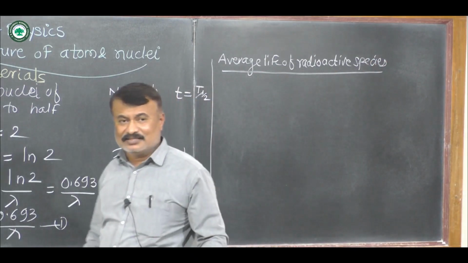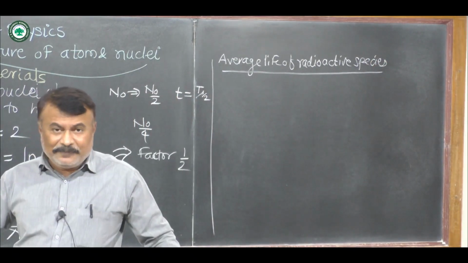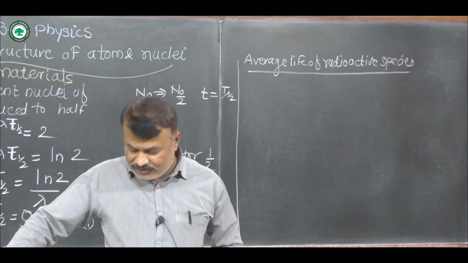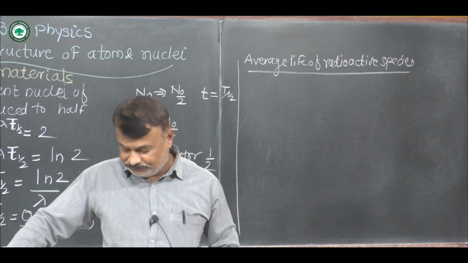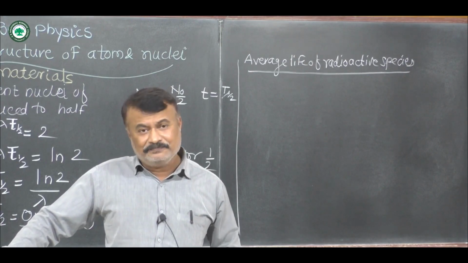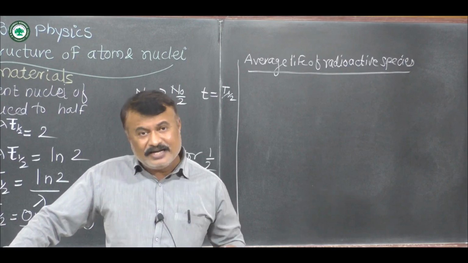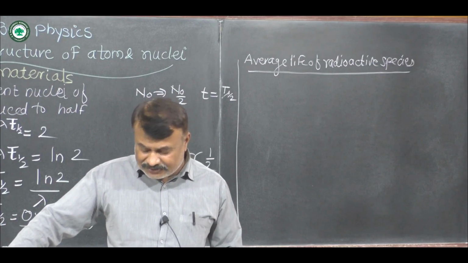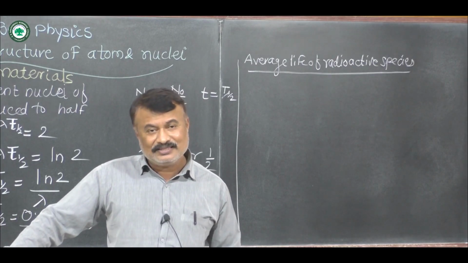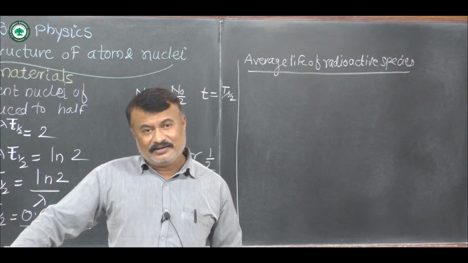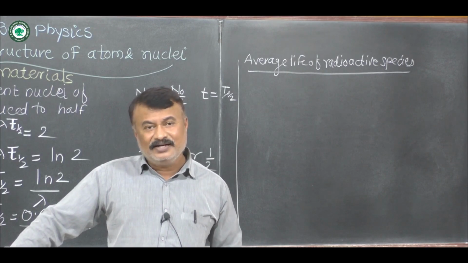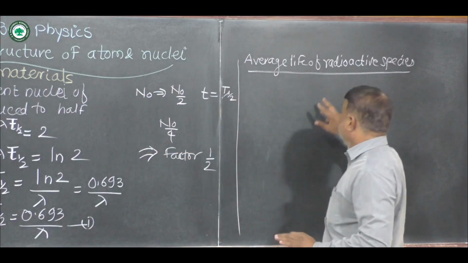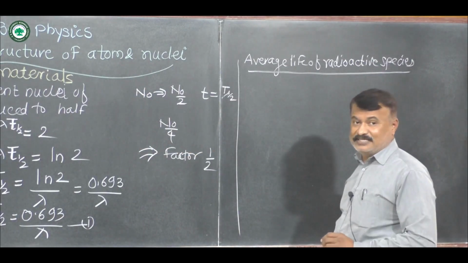Now for that purpose, remember that different nuclei of a given radioactive species decay at different times. It takes different time for the decay, and according to this we can say that they have different lifetimes. So from this we can say that all these radioactive materials have different lifetimes. Now we have to find out the average lifetime of the radioactive species.